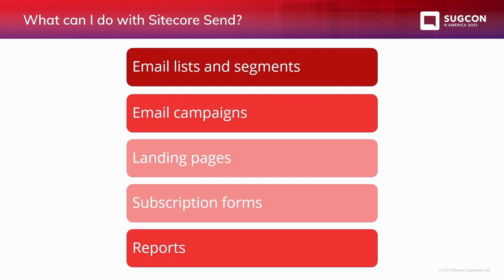Then we have email campaigns. We can create different types of email campaigns, 5 types of campaigns actually. So we have the regular, we have A/B testing, we have repeatable, RSS, and automation. So we have all these different email campaigns. We will also dive into them in a bit.